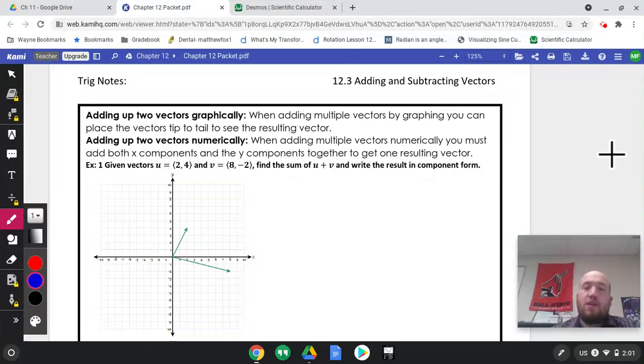Good morning. Today, 12.3, adding and subtracting vectors. Okay, so far when we've talked about vectors, we've only had one vector at a time.